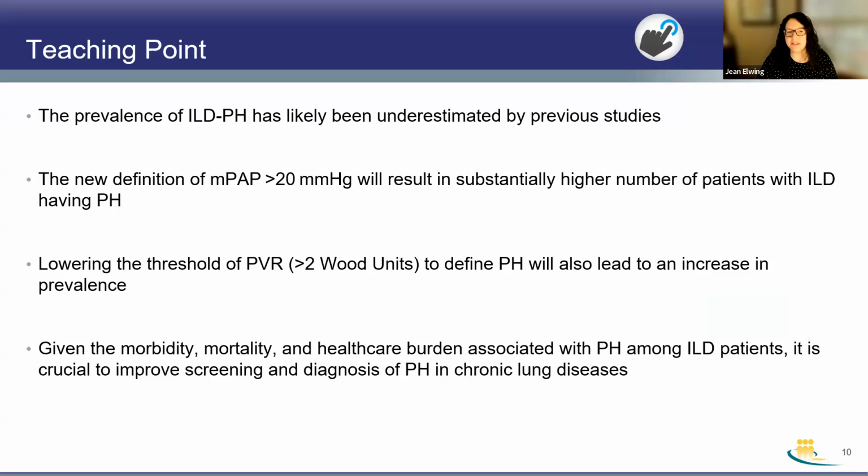So what I want to leave you with from this section is the prevalence of ILD-PH has been underestimated, under-recognized by previous studies. And the new definition of a mean pressure of greater than 20 will result in a substantially higher number of patients that meet the criteria for this condition. And lowering that threshold of PVR to greater than 2 to define pre-capillary pulmonary hypertension also will increase prevalence. And given the morbidity, the mortality, and healthcare burden, it's critical that we're aware, we suspect, and we look for this condition and diagnose it appropriately.